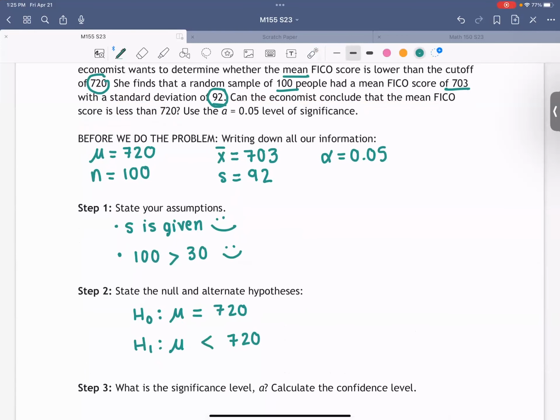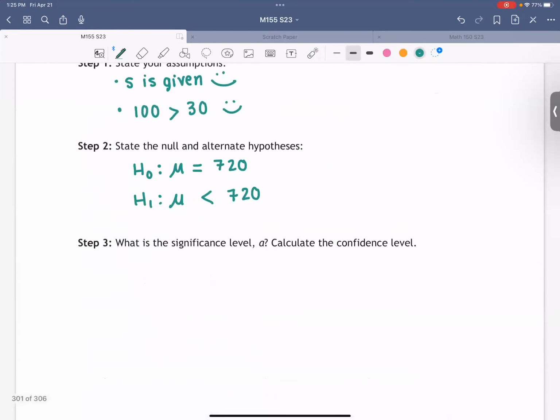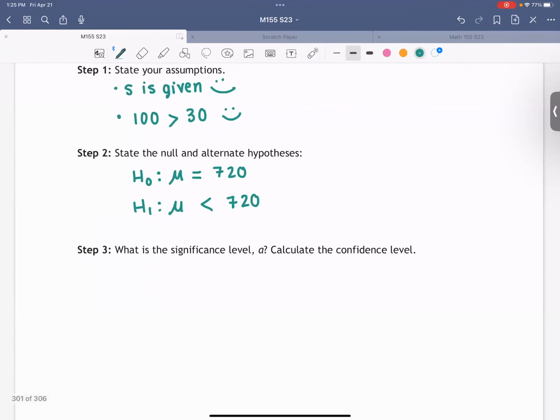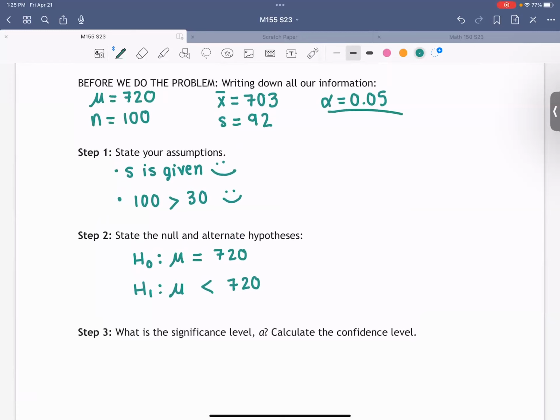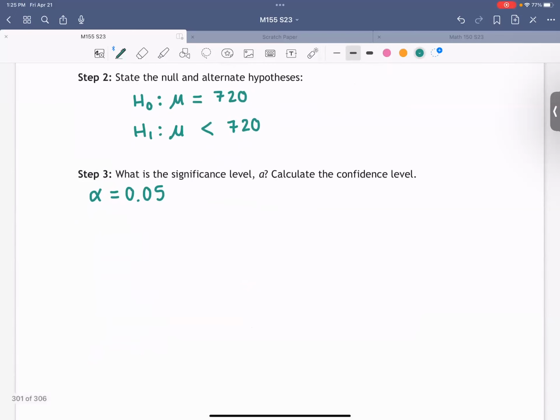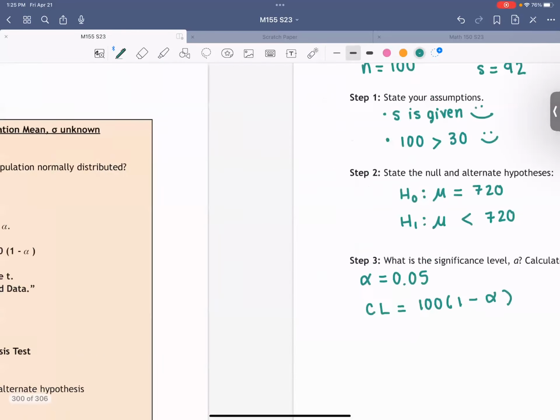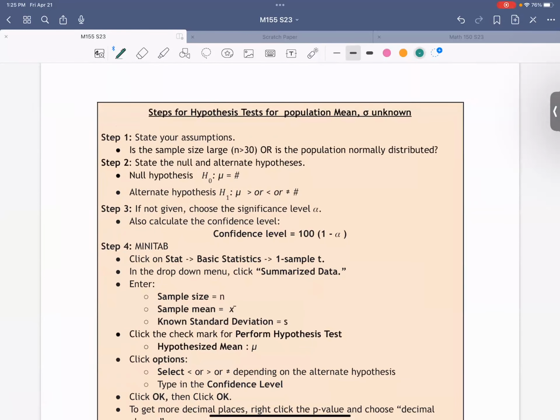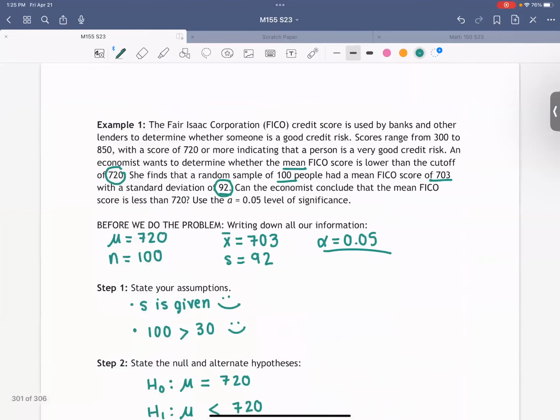So next step, we have to find the significance level. Well, I already wrote that down up here, so I'm just going to copy it down. Alpha equals 0.05. After you find the significance level, we have to find the confidence level. Anyone remember the formula? 100 times 1 minus alpha. Perfect. So if you ever forget where that formula is, I wrote it down in the list of stuff to do right under here, under step 3.